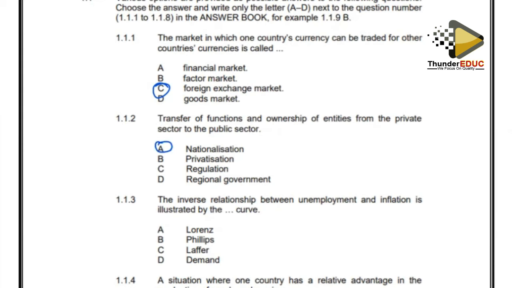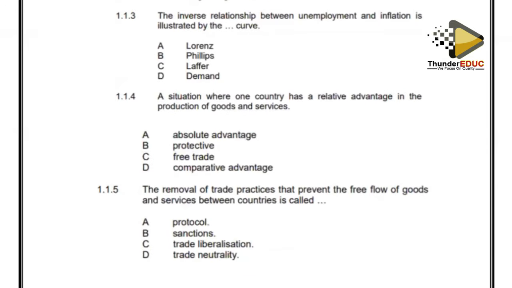I did explain. So now we have the inverse relationship between unemployment and inflation, which is illustrated by the Phillips curve, which is option B. A situation where one country has a relative advantage in the production of goods and services. That is comparative advantage, which is D.